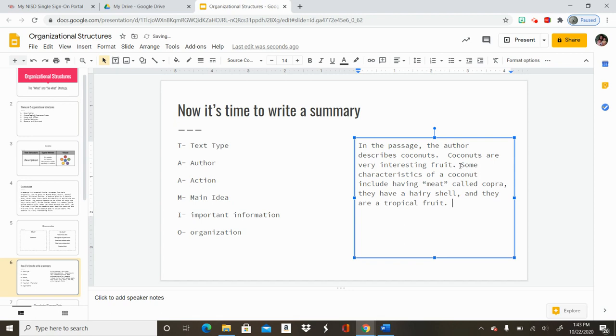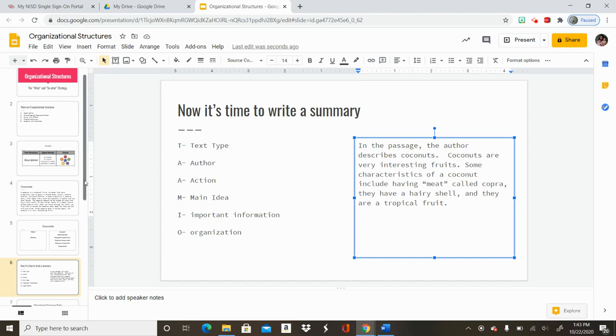And there we go. So my summary is, in the passage, the author describes coconuts. Coconuts are very interesting fruits. Some characteristics of a coconut include having meat called copra, they have a hairy shell, and they are a tropical fruit. Easy, right? I think it is.